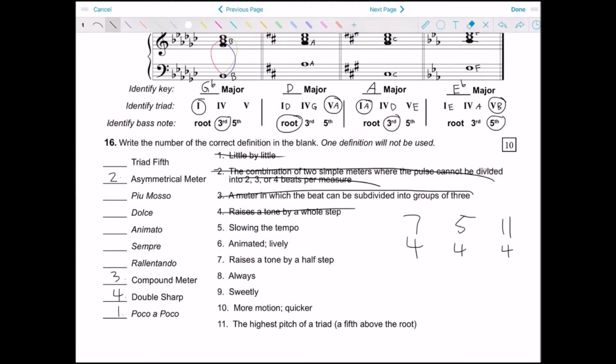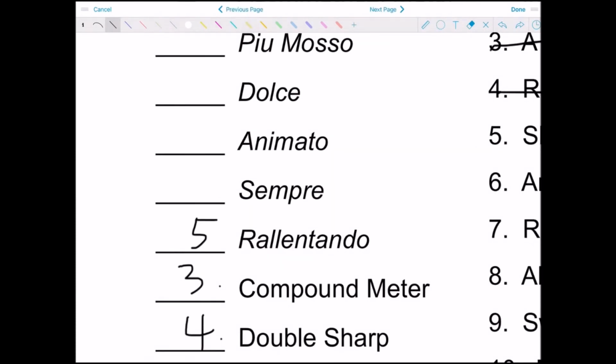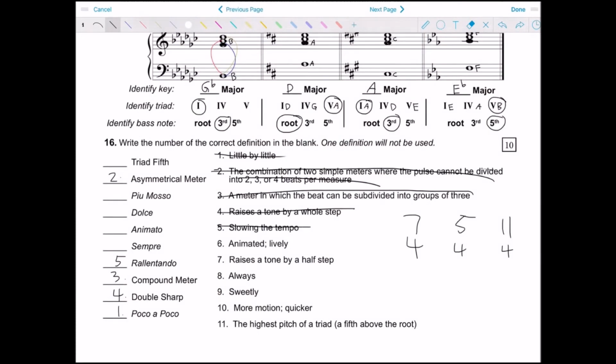Number 5, slowing the tempo. You might know it as retardando, but there's another way to say that. It's rallentando. So, number 5 goes right there. Number 6, animated, lively. You should see that one as plain as day. Animated, animato, same thing.